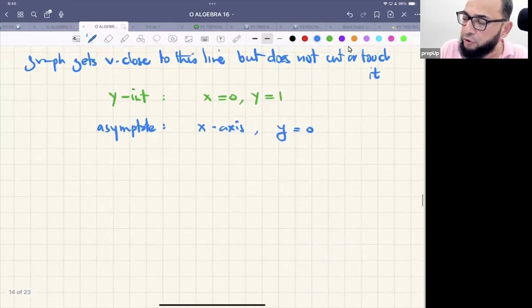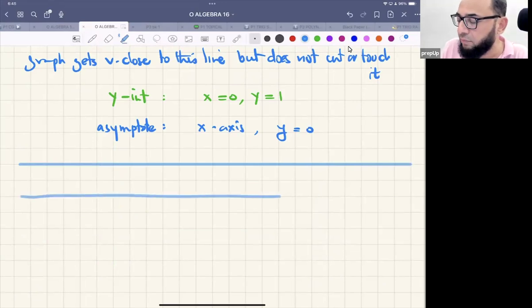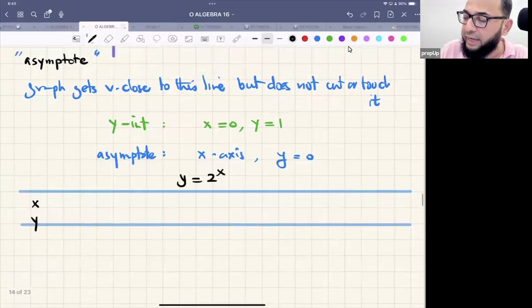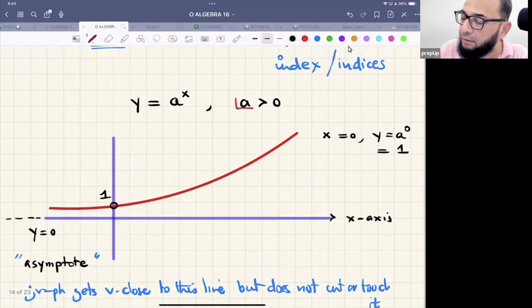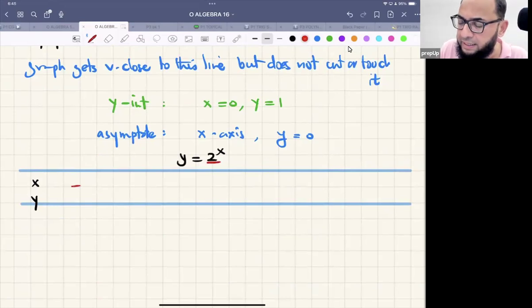Now let me plug in some values, which we also did last time when we were discussing the sketch. Now it's time to delve deeper into it. Let me take y equals 2 to the power x. This base has to be positive, and the base should not equal 1, because 1 is a useless number as a base. So I have chosen the base as 2. Let me plug in -3, -2, -1, 0, 1, 2, and 3.